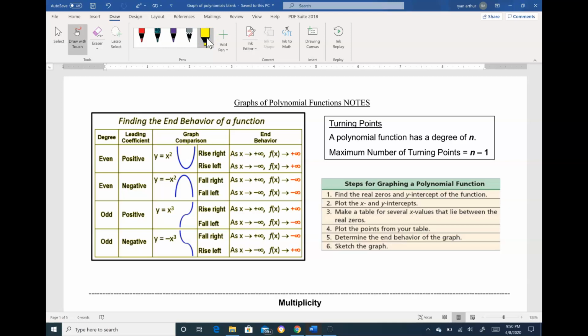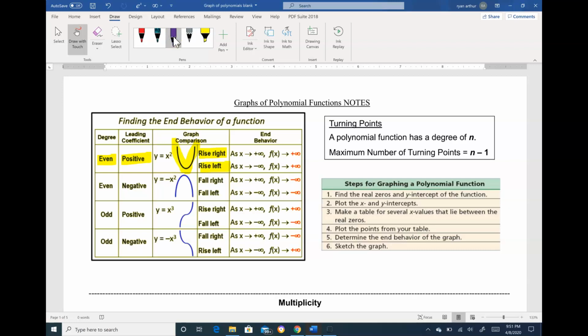Your end behavior tells you where your graph's pointing on the left and where your graph's pointing on the right. Is it pointing up? Is it pointing down? Okay, so if your degree is even, and your leading coefficient is positive, so the number out front is positive and the highest exponent is even, then your graph is going to rise on the right and rise on the left.